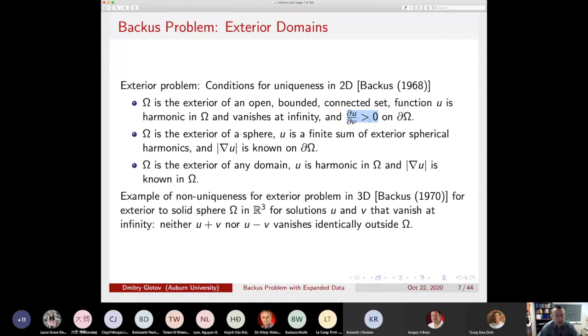A couple years later, same author Backus gave an example of non-uniqueness. So he basically came up with two solutions to the special domain, the exterior of a sphere in R3. And so basically by looking at expansions of the solution, he was able to come up with conditions on some coefficients, but other coefficients were undetermined. So this gave rise to at least two functions for which neither their sum nor the difference was zero outside of the domain, outside of the sphere.